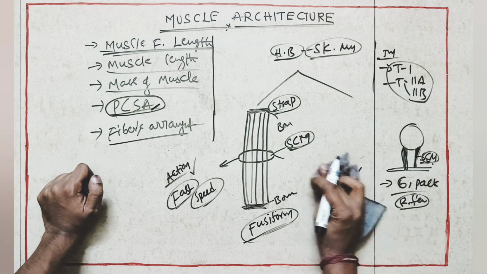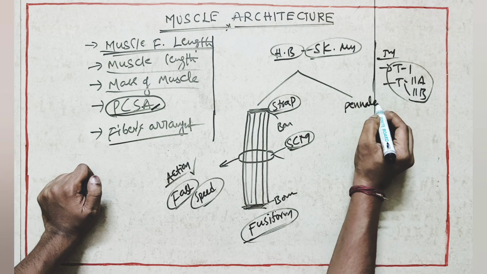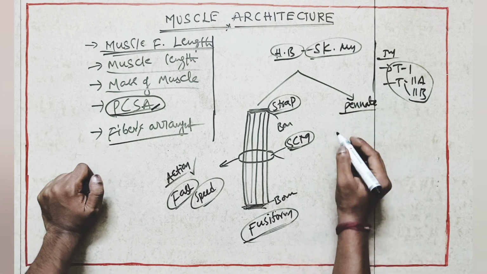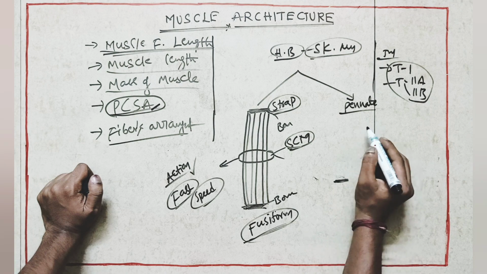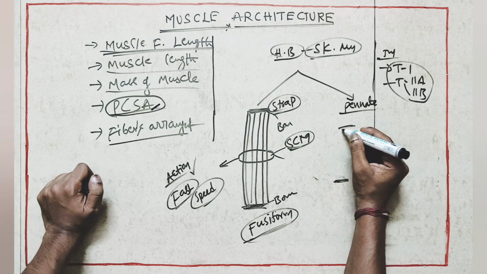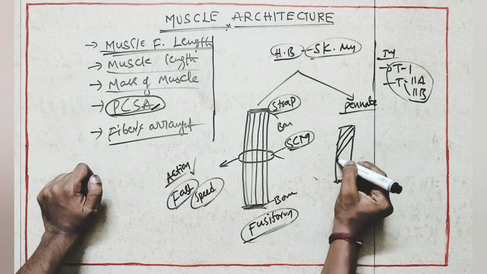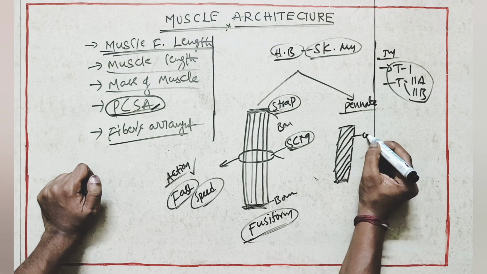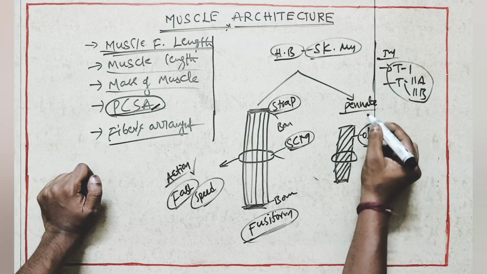Now we'll see the second type, which is the pennate. What does pennate mean? Suppose this is one bone, this is one bone and this is one more bone. If we take a muscle between these two bones, the fibers will be oblique, with some angulation. So this is the pennate type of muscle.